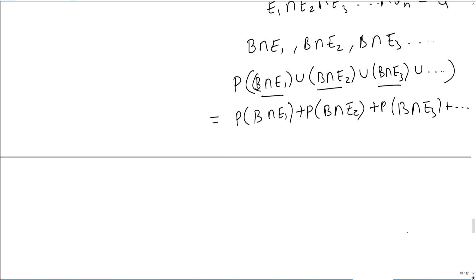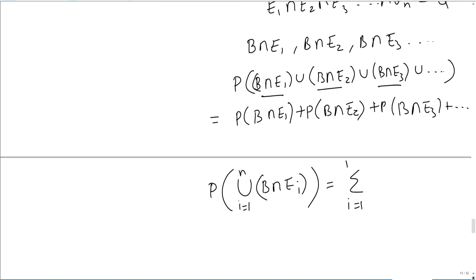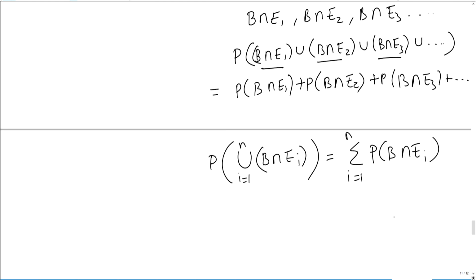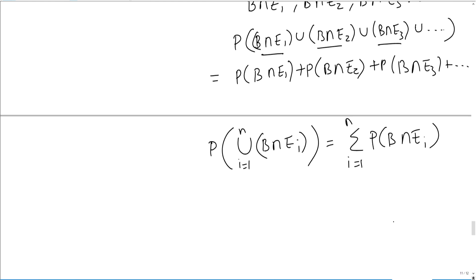Let me write it in the short form. So, what we are saying is this, that probability of union from i equals to 1 to n of all these terms B intersection Ei is equal to summation of probabilities of B intersection Ei. Okay. So, that is the result that we are talking about, right. Now, what would be this term? So, basically probability of B intersection E1 union B intersection E2 union B intersection E3.